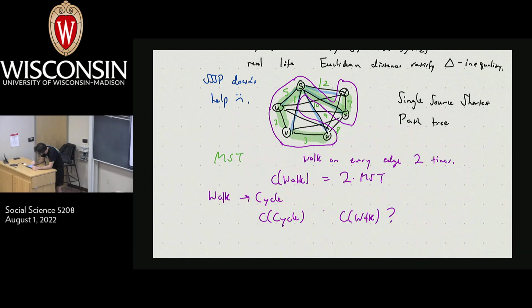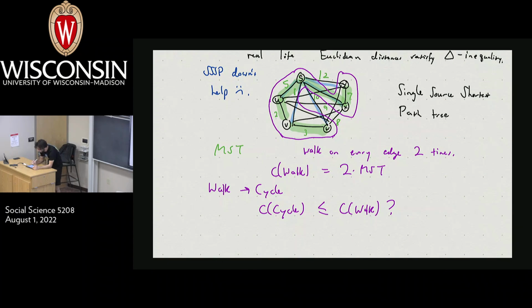Why? Yes. So the cost of the cycle is smaller than the cost of the walk, because basically what the cycle is, it's the walk, but we ignore repeated nodes. So every time we would want to repeat a node, instead we skip to the next node.